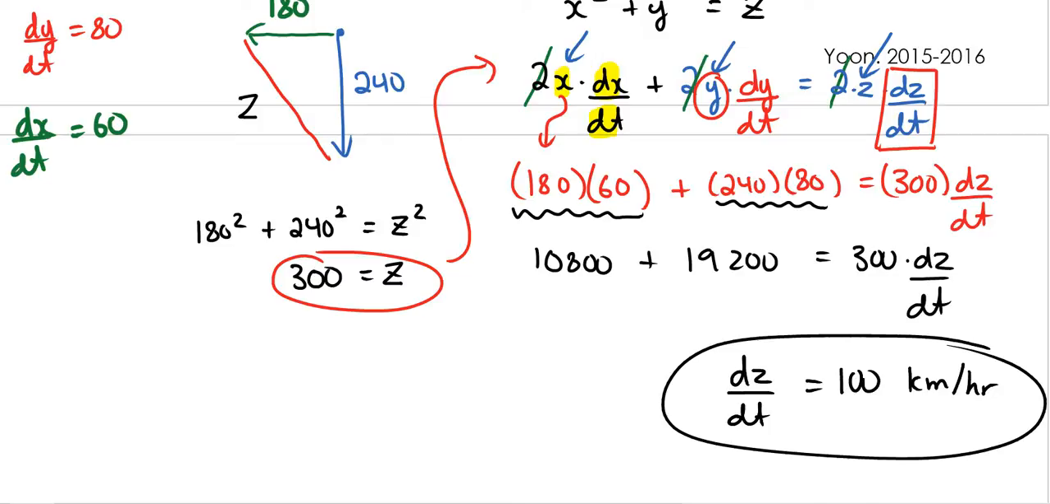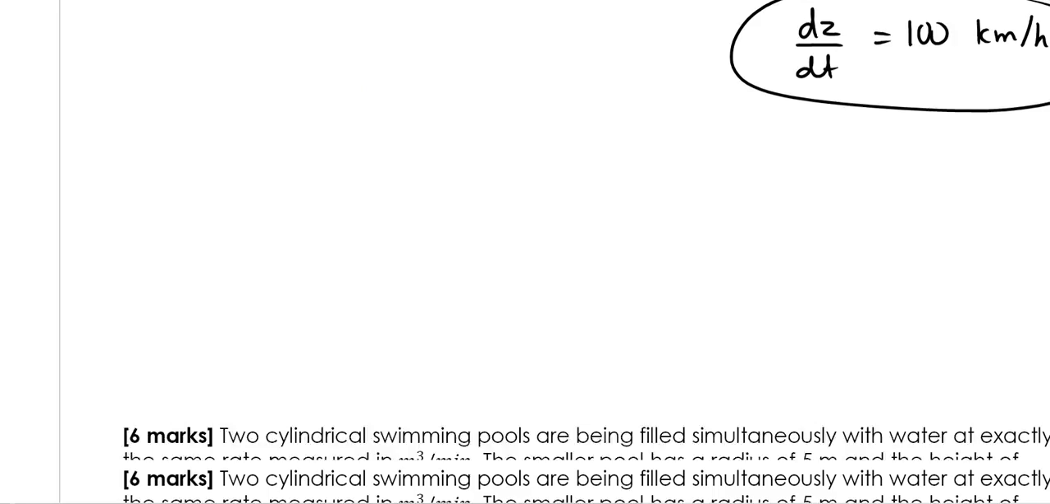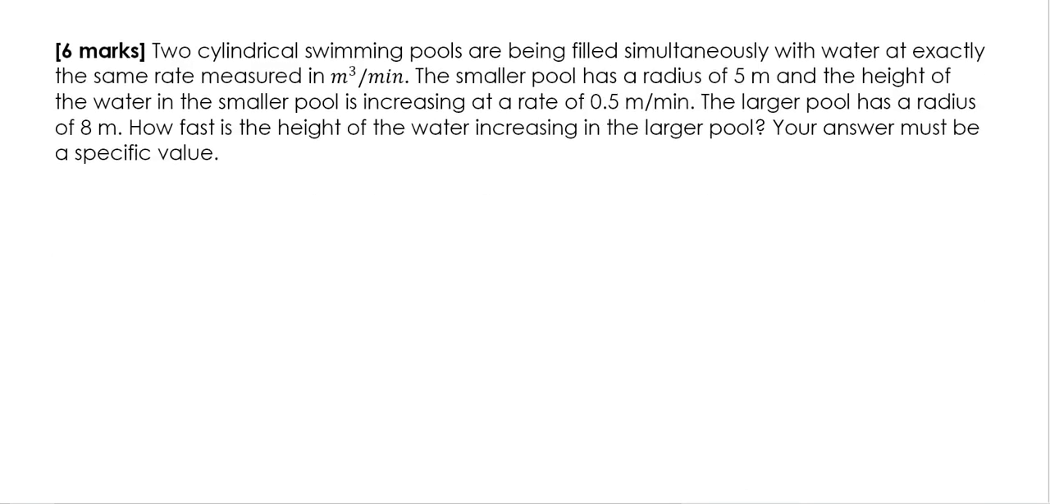Okay, let's move on to the other related rates problem here. This one's going to be maybe a little bit more challenging. I have two cylindrical swimming pools, and they're being filled with water at the same time, measured in meters cubed per minute. So these two swimming pools are being filled with water at exactly the same rate, measured in meters cubed per minute.